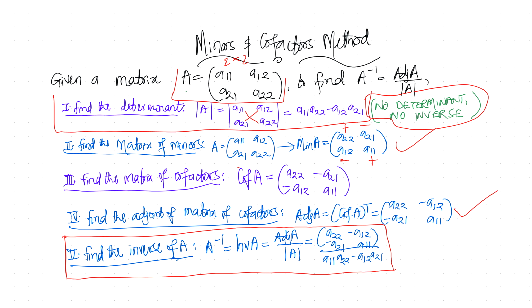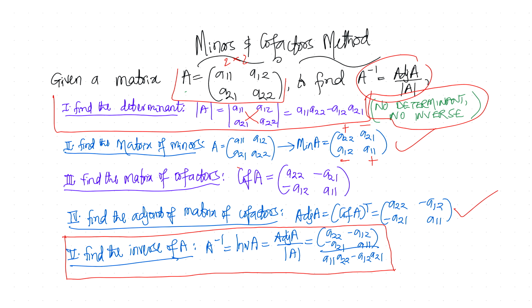The inverse of A is the adjoint of A divided by the determinant of A. So now the final thing is to find the inverse of A. So define the inverse of A: you have A inverse, or inv A, if you like, equal to the adjoint of A over the determinant of A.